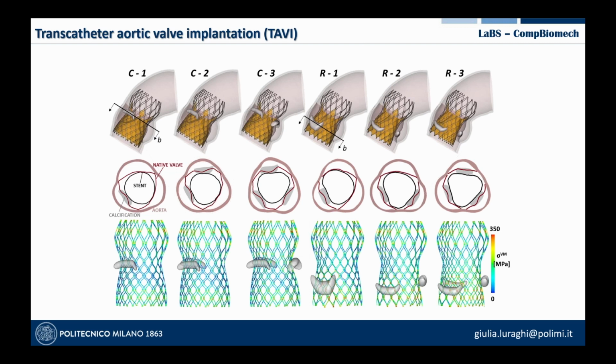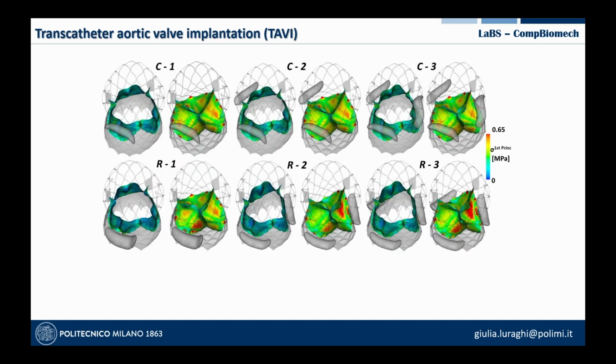We can compare, for example, the stress on the stents, also the opening area, and the stress on the pericardium valves, which is very important to measure the damage of the pericardium valve and to measure the performance of the device.